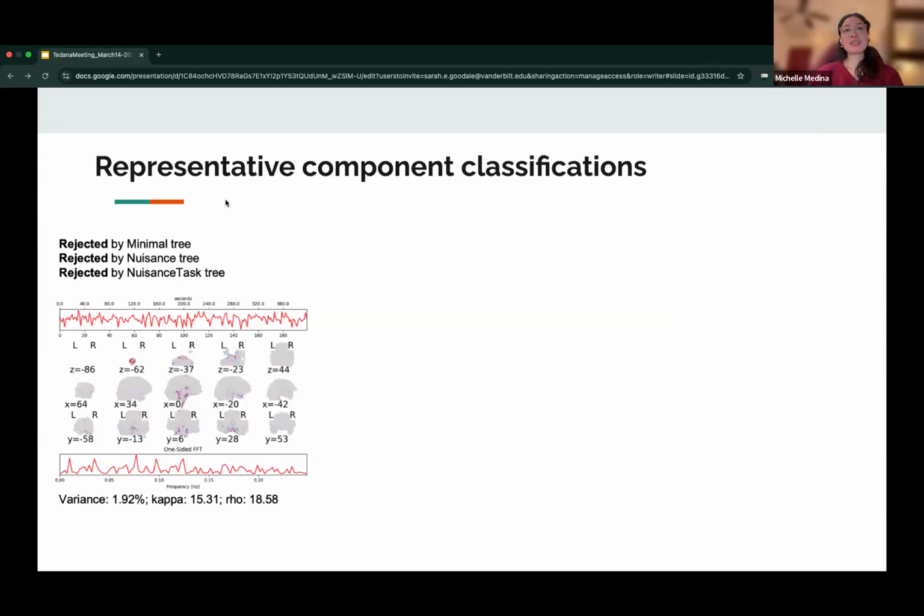So to start off, I'll present some component classification examples, comparing it within three trees. First, the minimal tree that I presented before, then this nuisance or external regressors tree, and then that nuisance tree but including the task. Starting off with a very clear example of a component that presents no clear periodicity in its time series and no clear power spectrum peak, and also no activation in expected areas. So all the decision trees ended up rejecting this component.